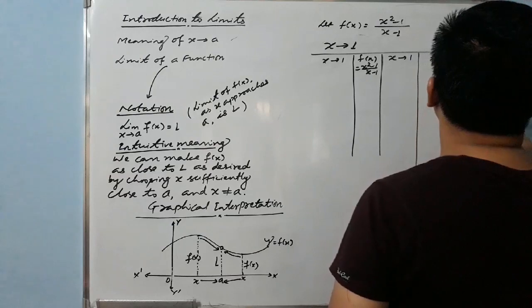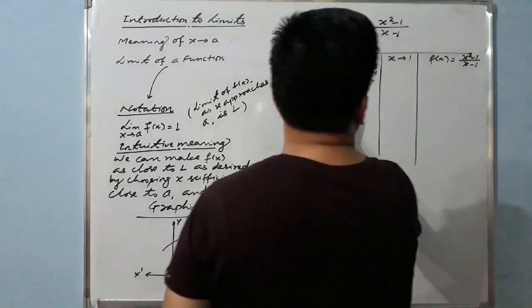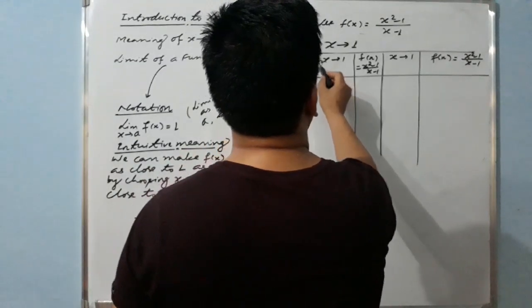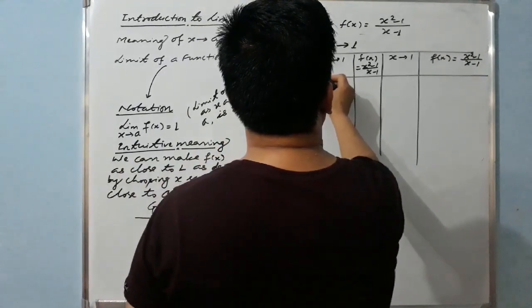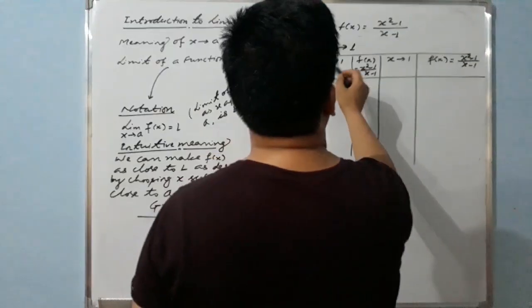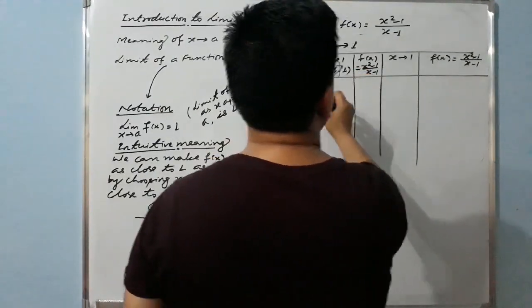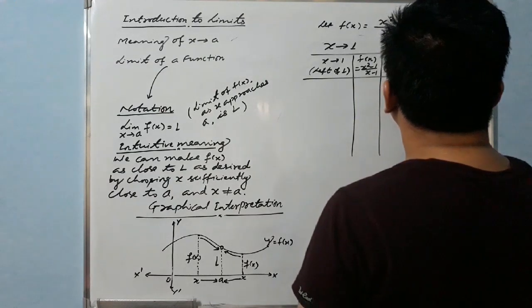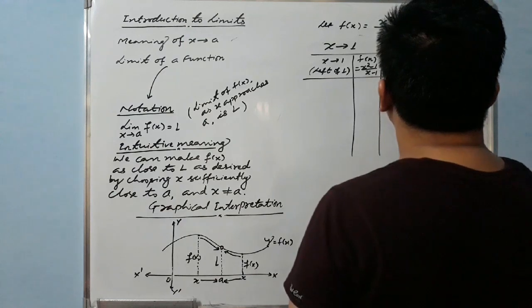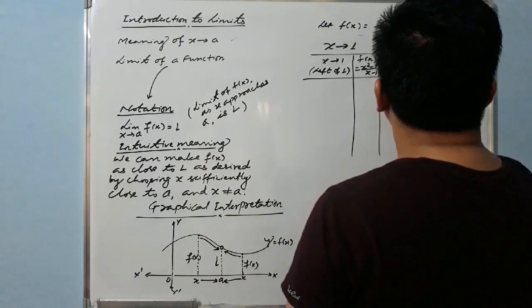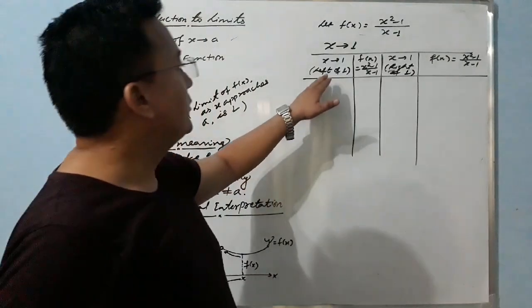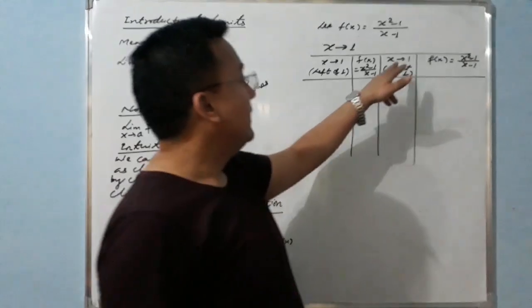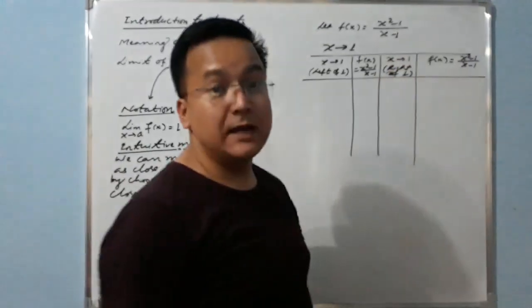f of x is x square minus 1 upon x minus 1. Let's suppose x is taking values from the left of 1, and x can also take values from the right of 1.